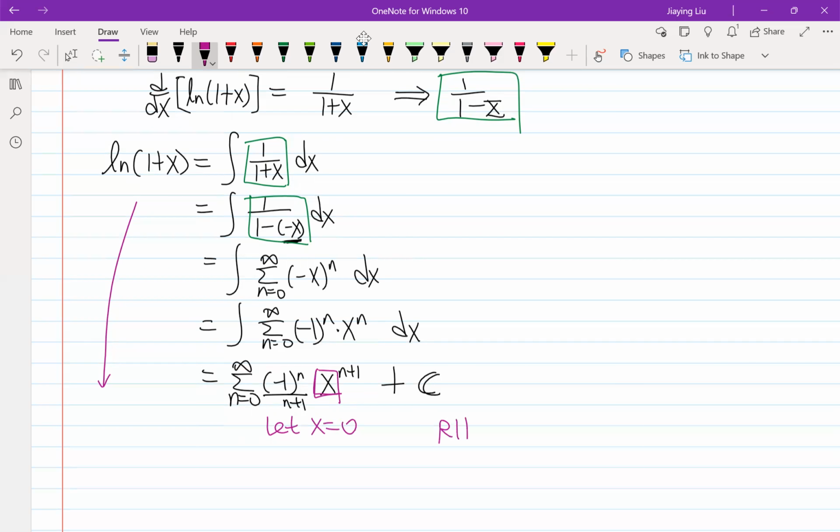The right-hand side is just going to be 0 plus c, which is equal to c. What about the left-hand side? I have natural log of 1 plus x, so that's the natural log of 1 plus 0, which is just natural log of 1. And if you remember, natural log of 1 is 0, right? So the right-hand side is the representation of the left-hand side, so they should be equal. Therefore, c equals 0.